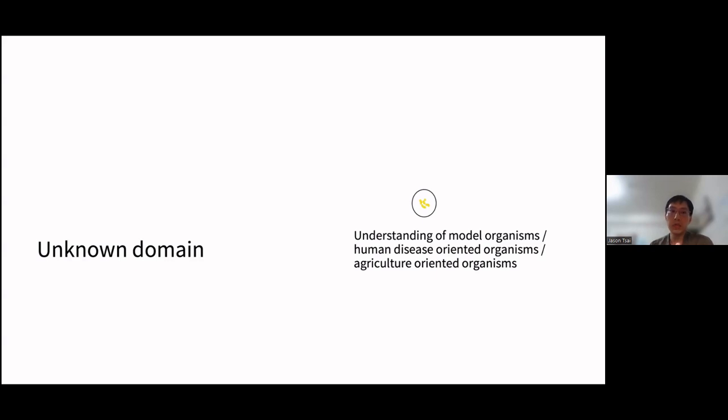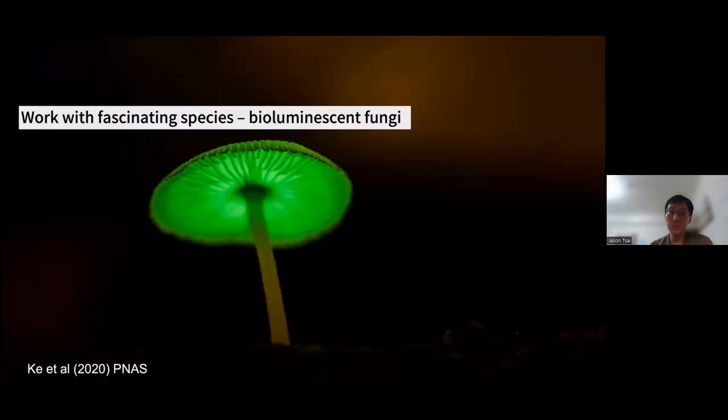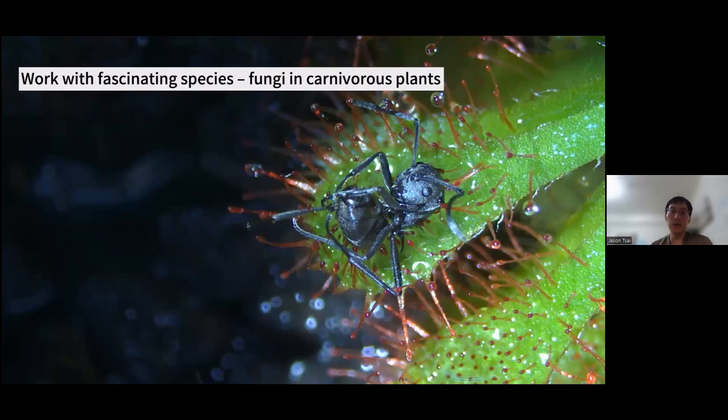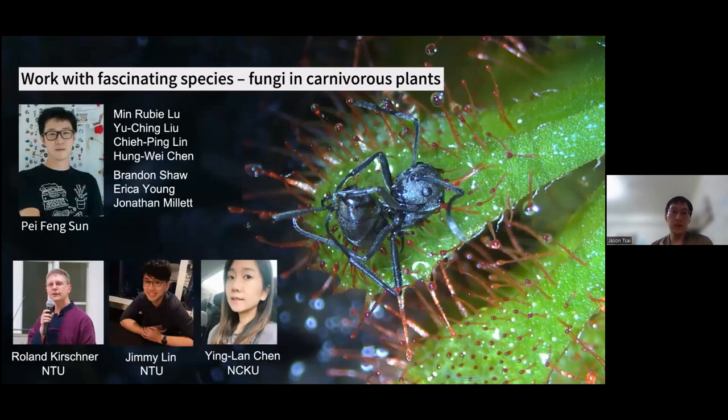Our exploration of these fascinating ecosystems has led us to study quite unique species, such as bioluminescent fungi, the stalk camphor tree, and now the carnivorous sundew plant, Drosera spatulata, and its fungal partner. The research journey really began when the PhD student Pei Feng Sun asked a simple yet quite profound question: can microorganisms influence the carnivorous mechanisms of plants?